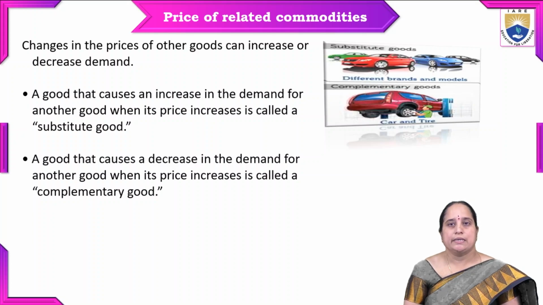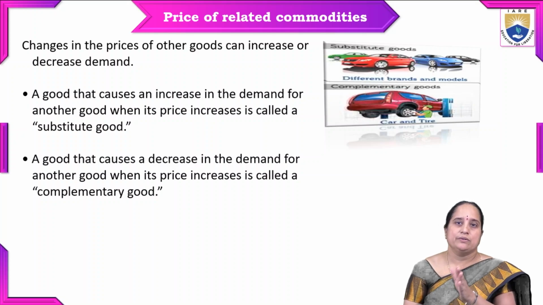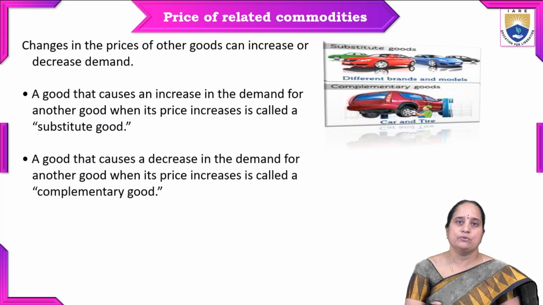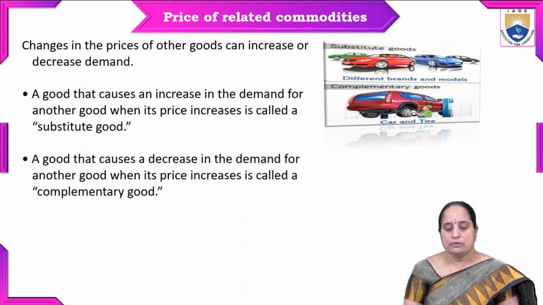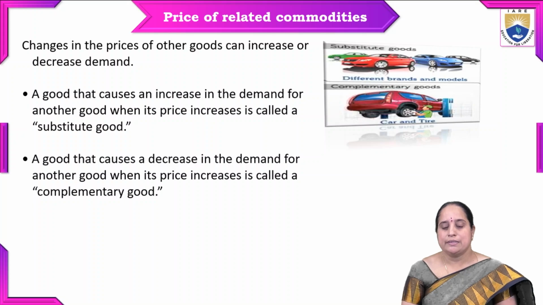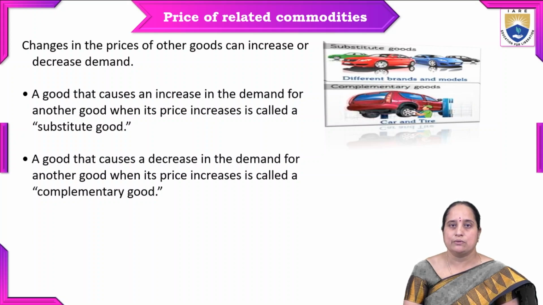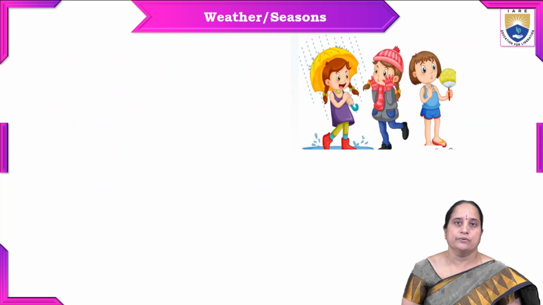A good that causes an increase in the demand for another good when its price increases is called a substitute good. For example, we have already discussed coffee and tea. If the price of coffee increases, then people shift from coffee to tea because it is a substitute to coffee. A good that causes a decrease in the demand for another good when its price increases is called a complementary good. So for coffee, what is the complementary good? Tea is the complementary good.